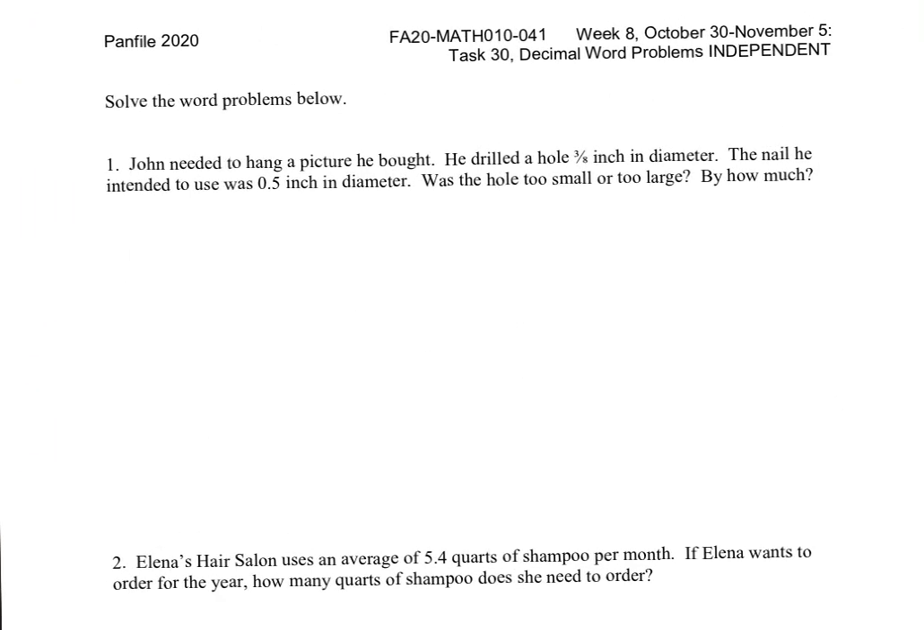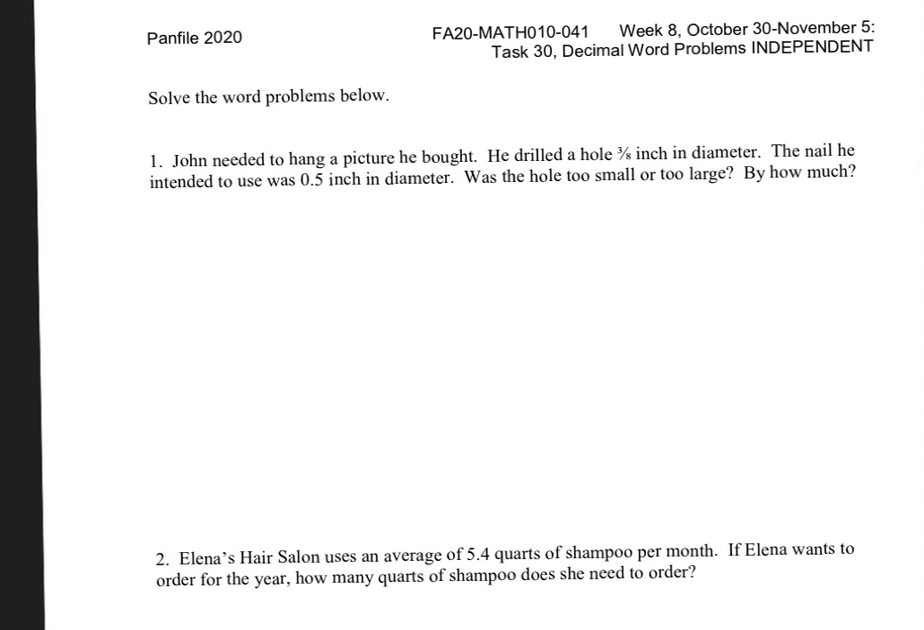So John needed to hang a picture he bought. He drilled a hole 3/8 inch in diameter. If you're talking about the hole, the diameter is 3/8 of an inch, so D equals all the way across. The nail he intended to use was 0.5 inches in diameter. Was the hole too small or too large, and by how much? So we basically want to compare 3/8 to 0.5, say which one's bigger and what happens.